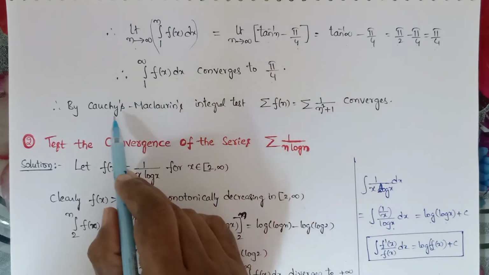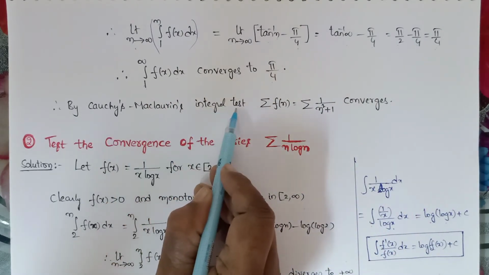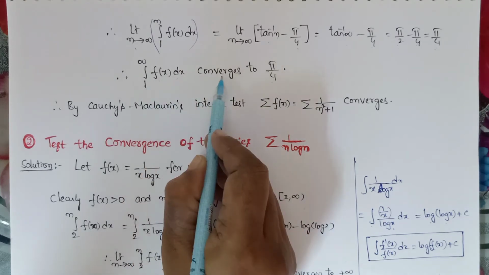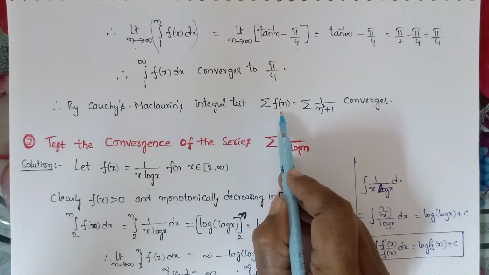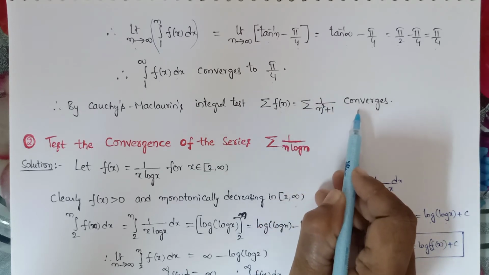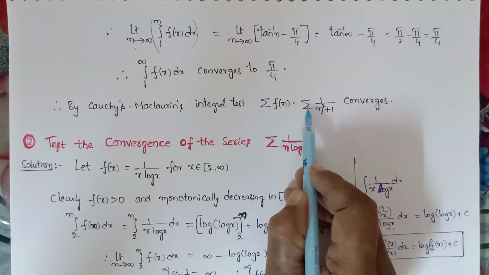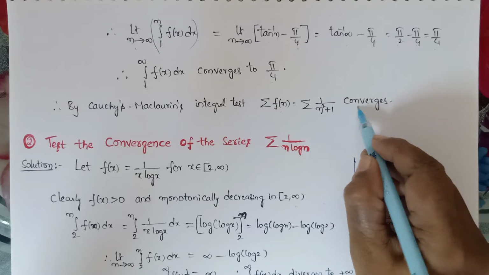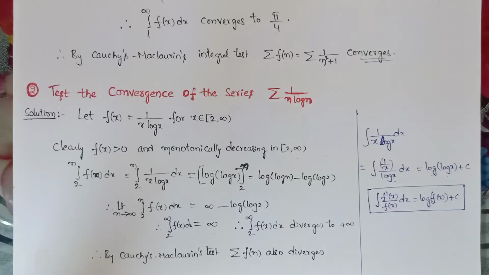So according to the Cauchy-Maclaurin integral test, if this integral converges to a finite limit, the series sigma f of n also converges. Sigma f of n, equal to sigma 1 by n square plus 1, also converges. Now we will see one more problem.